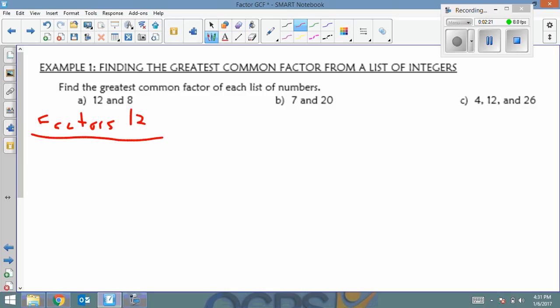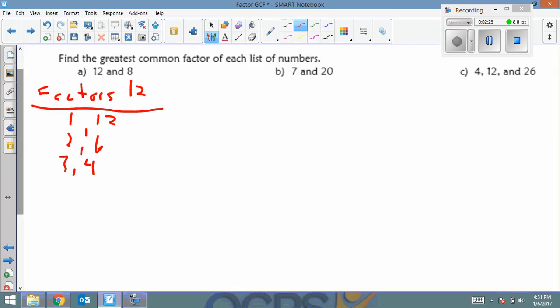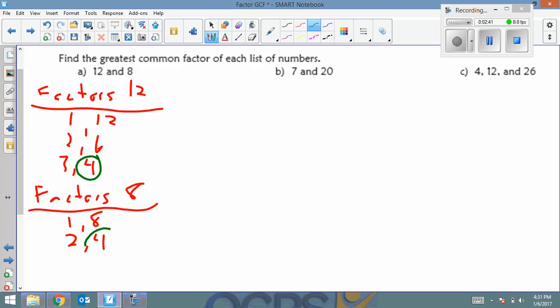Okay, to find the GCF of numbers, we're going to list all the factors of 12, which is 1 and 12, 2 and 6, and we have 3 and 4. Then we're going to list all the factors of 8, which would be 1 and 8, and 2 and 4. And we're going to look, which one's the largest? Well, the largest is here. It's 4. So our GCF is equal to 4.